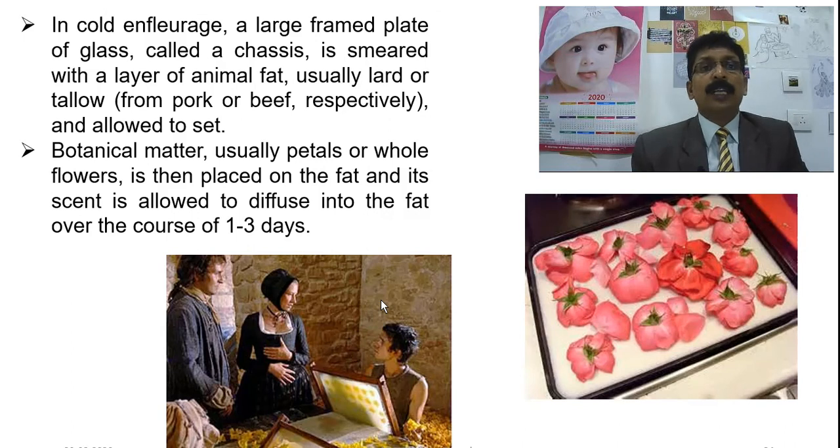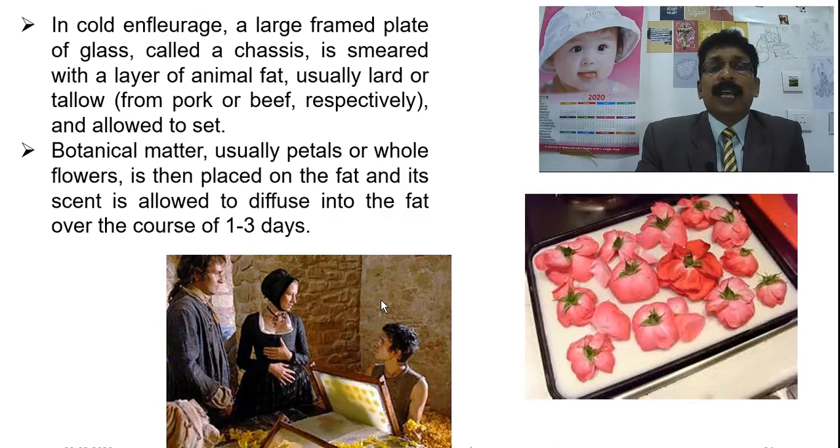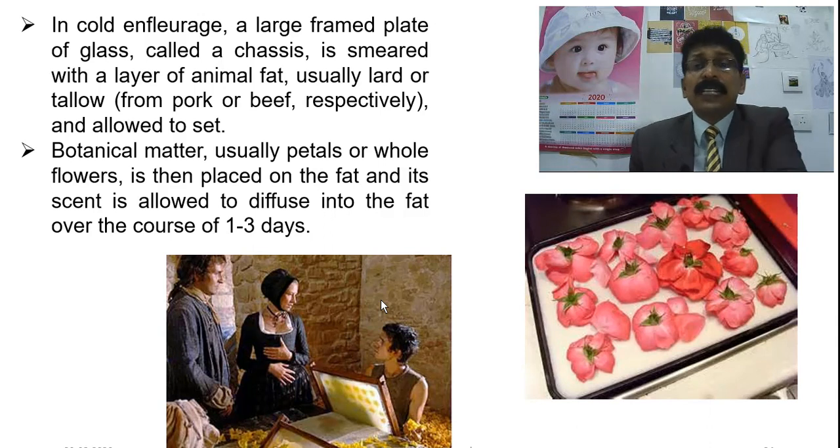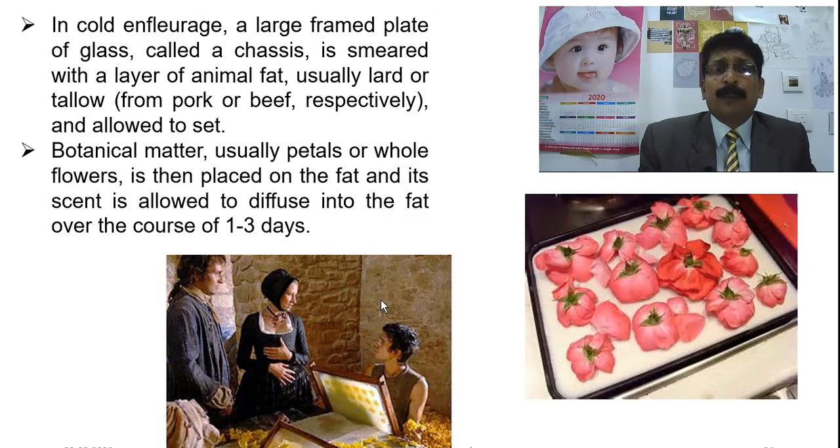And you see the cold enfleurage: a large framed plate of glass called a chassis is smeared, meaning a thin film is made, with a layer of animal fat, usually lard or tallow, that is pork or beef respectively, and allowed to set. And then you can see the picture. Sometimes you can keep the full flower, sometimes you can see the petals also.